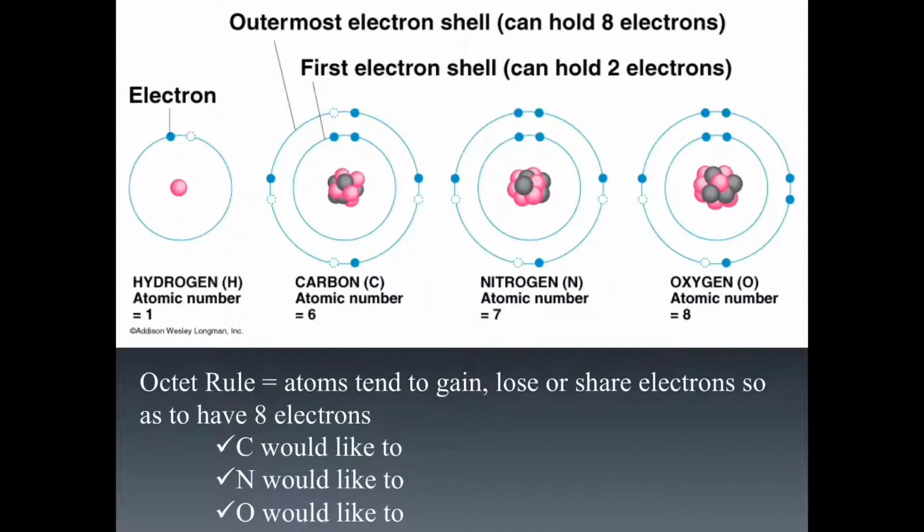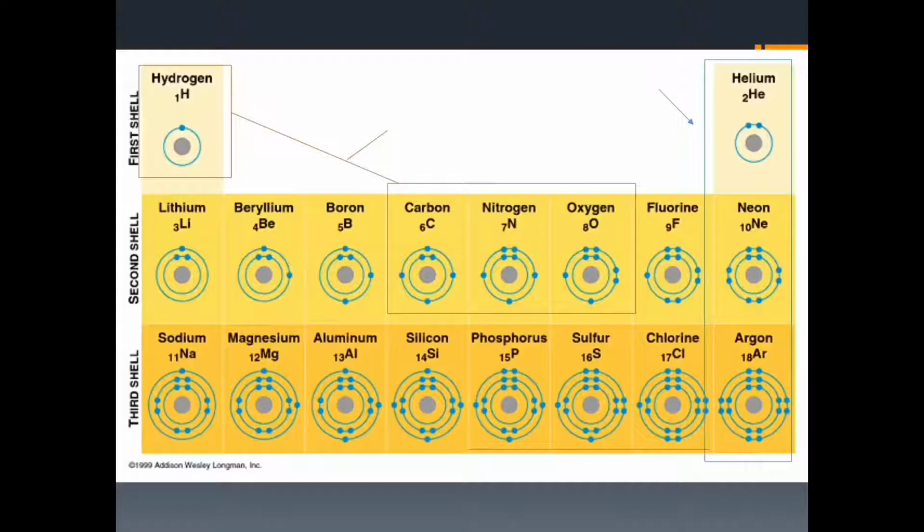For example, carbon would like to gain 4 electrons. Nitrogen is typically going to want to gain 3 electrons because it's easier for the element to gain 3 electrons than lose the 5 it already has. Oxygen is going to want to gain 2 electrons because, for the same reason as nitrogen, it's going to be easier to gain 2 electrons than get rid of the 6 that it already has. So here are some other pictures and examples.